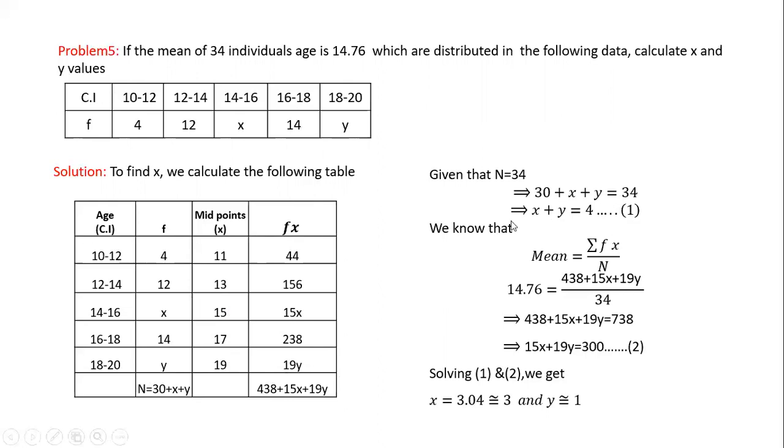Also the mean is given. Mean equals summation of f x by capital N, that is (438 + 15x + 19y)/34 equals 14.76. If I solve this, I'll get 15x plus 19y equals 300. Now we have two equations: x plus y equals 4, and 15x plus 19y equals 300. If I solve these two equations, I'll get x approximately equal to 3 and y equal to 3.